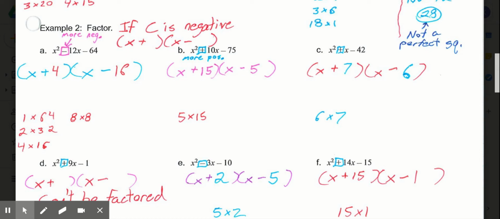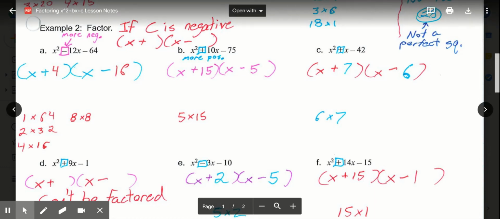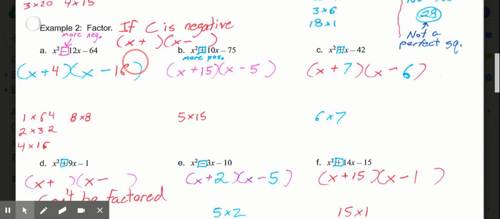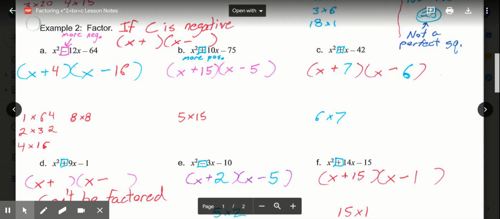Then we want to think in this case, because c is a negative, we then look at the number in the middle. My number in the middle is a negative 12x. So what that tells me is I need more negatives than positives in the end. So my larger value will go with the minus or the negative. That will create the negative in the middle.